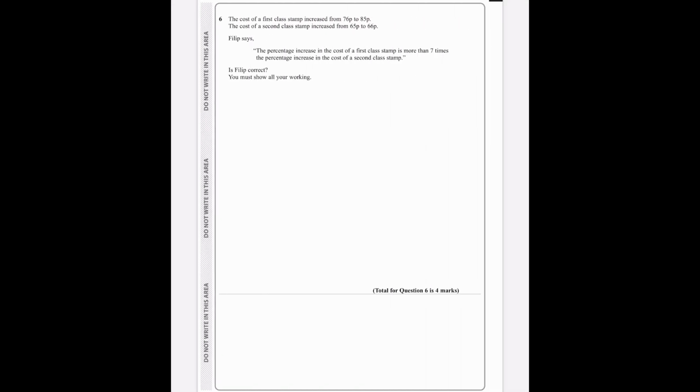All right, question number 6. 85 minus 76 over 76 times 100. That's going to work out the percentage increase in costs of the first class one, and for the second class one, that one came out as 11.8421. It's a percentage price increase.